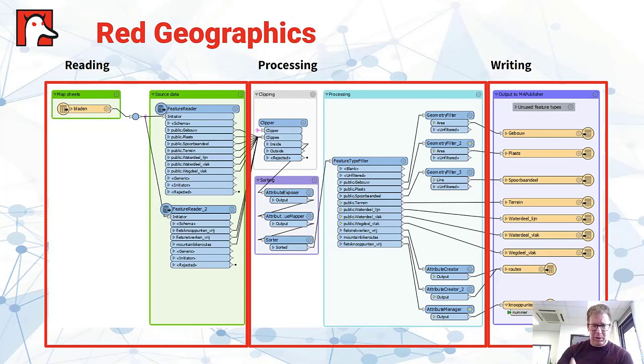Then we do a bit of clipping to make sure that everything is nicely cut to the borders. We do some sorting to make sure that all of the layers eventually end up in the correct order, so we don't have to do that manually. And then a little bit of processing, basically just filtering out some geometry types. Some of those layers in the database contain both points and areas, and for example for the buildings I'm only interested in the areas, and so on. And then everything is being output to MAPublisher by a writer. And so the brown blocks on the right correspond to layers that are going to end up in MAPublisher.